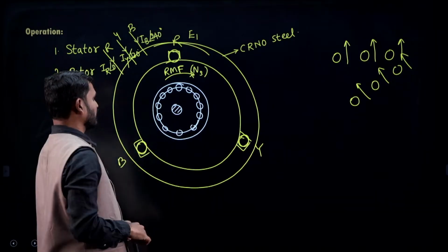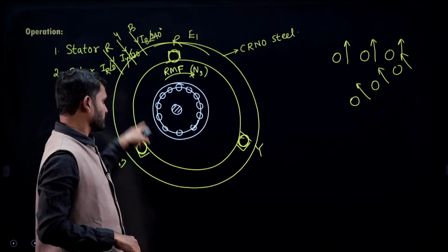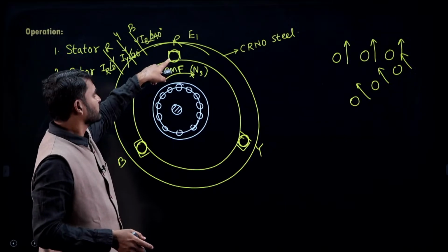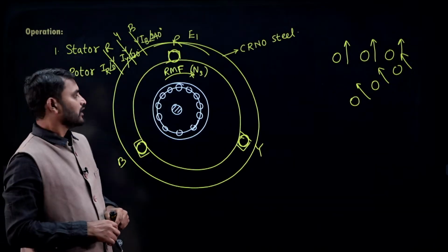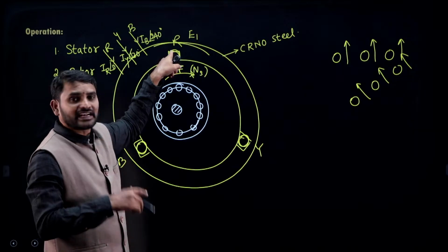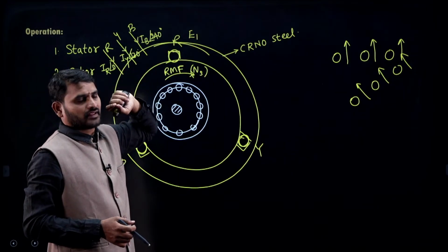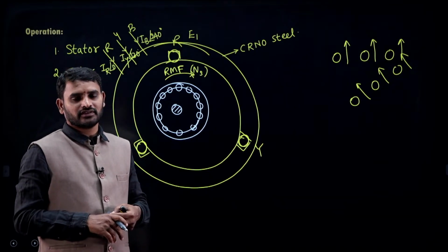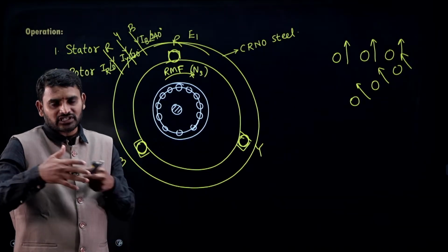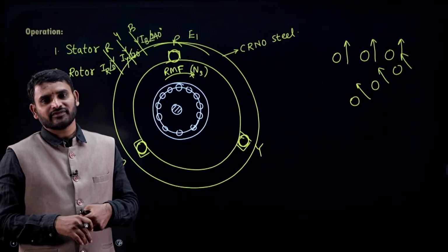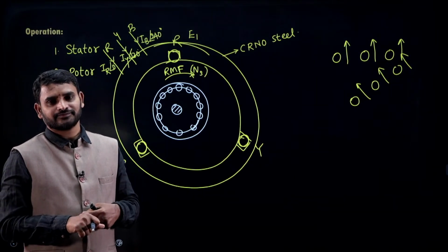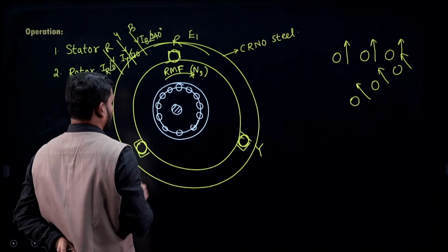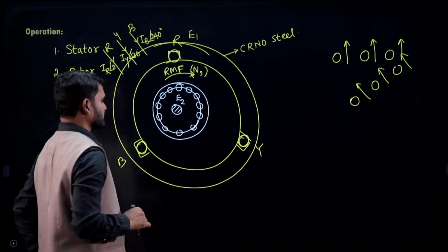Now the magnetic field is rotating. Therefore, there is a relative speed between stator winding and rotor winding also. The magnetic field is rotating, the stator conductor is stationary, so EMF is induced. The magnetic field is rotating, the rotor conductor is also stationary, EMF will definitely be induced. Wherever there is a relative motion between conductor and magnetic field, definitely there will be an EMF induction. That is what is called dynamically induced EMF. So EMF is going to be induced in these rotor conductors.